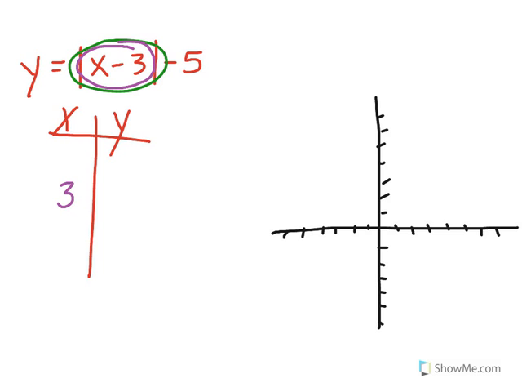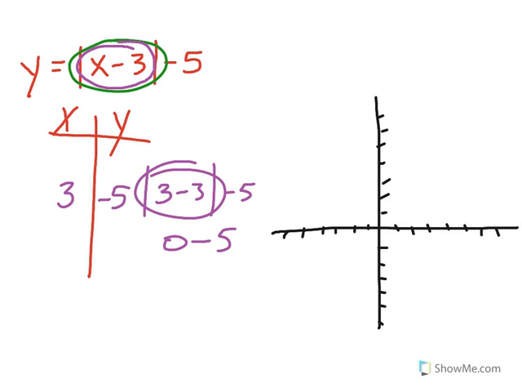Okay. Now, if I put 3 in there, I get this for a result. What is that? Well, it's 0, like we just said. 0 minus 5 is negative 5. Okay. So there's my vertex. 3, negative 5. Which is right about here.